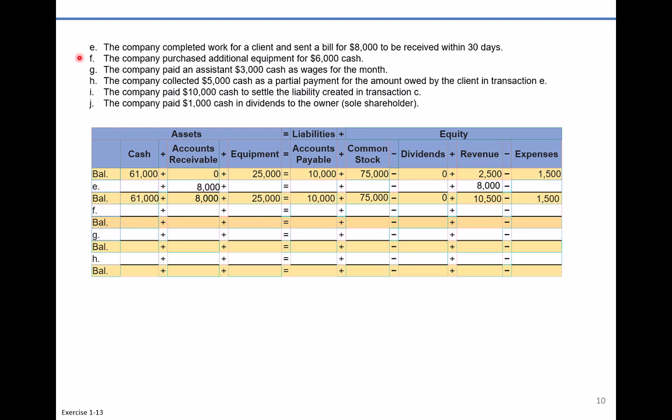The company purchased additional equipment for $6,000. So you know the drill by now. What accounts were involved in this transaction? Well, hopefully you said equipment and cash. And what happens to equipment? Well, they've purchased it, so they've got more equipment, so equipment must be going up. What's happening to cash? Well, they used up cash to purchase the equipment, so it must go down. So cash goes down by 6,000, equipment goes up by 6,000, and we update.